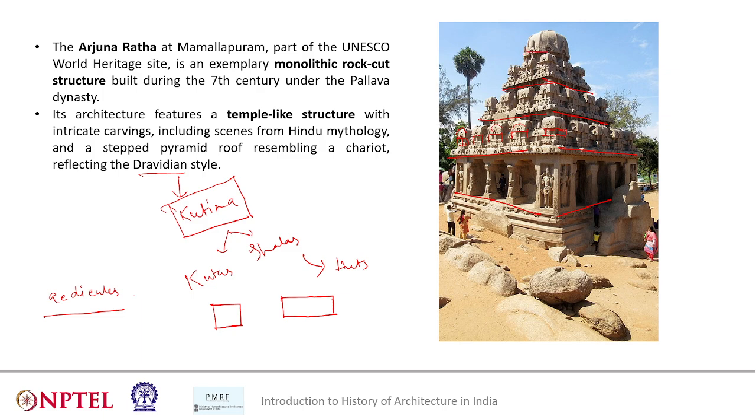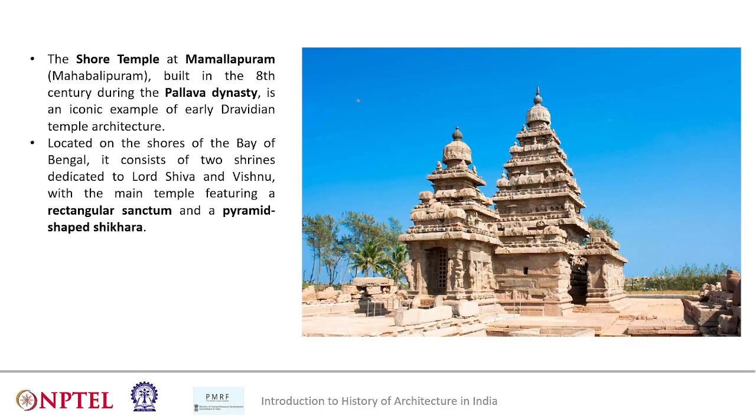And on top, a bigger hut is placed. So this is the Kutina style, and this form, the pyramid, looks like that of a stepped pyramid roof. Okay, so this is Arjuna Ratha.